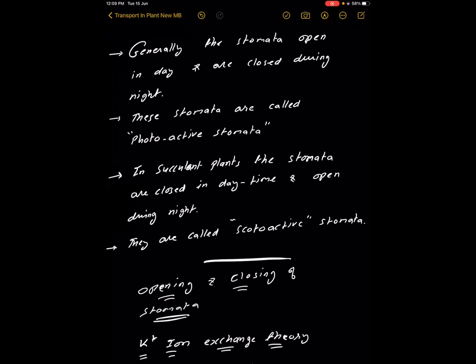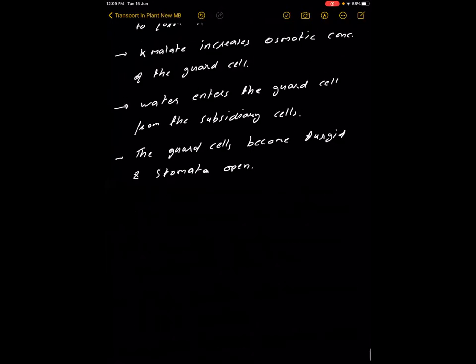Sir, the inner wall of guard cells: is it thick and elastic or non-elastic? The inner wall is thick and non-elastic.